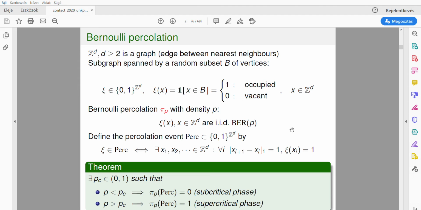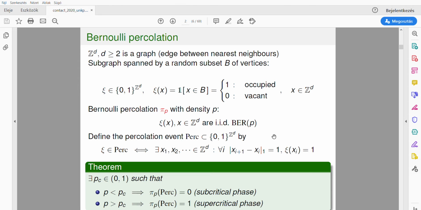On the other hand, if p is greater than p_c, so if the density is big enough, then the probability under the product Bernoulli measure of the percolation event is equal to 1. This is what we call the supercritical phase. We also say that percolation occurs, and with probability 1, there exists an infinite connected component in the subgraph spanned by this random subset of vertices.